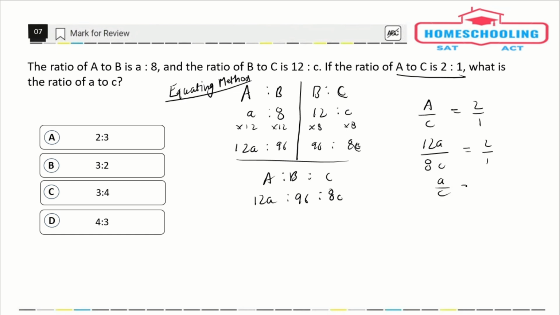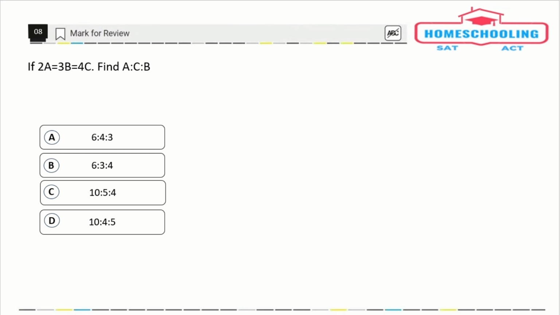So A by C would be 2 into 8 by 12. So 4 2 times, 4 3 times. So A by C would be 4 is to 3. So this is going to be the correct answer. 4 is to 3.